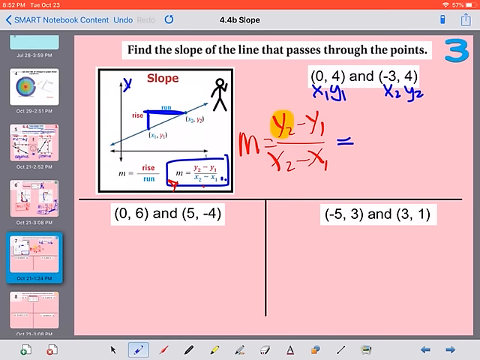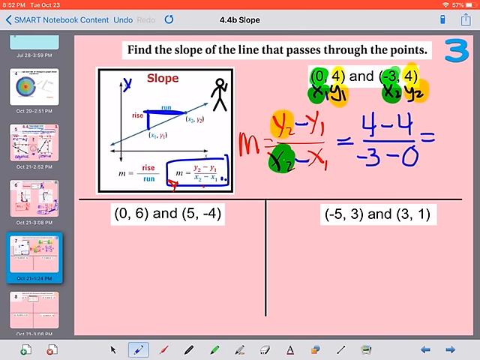So first, we need to put whatever number represents our second y right there first. So our second y is right here, which is really the number 4. So I'm going to put there a 4. Then it says subtract our first y. And our first y right here is also the number 4. Then on the bottom, we have x2, which is really the number -3. Then it says a minus x1 over here, which is really a 0.